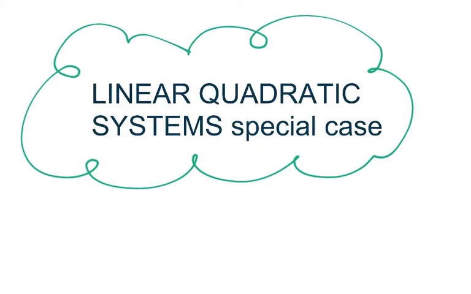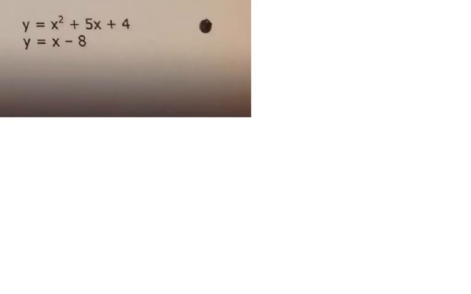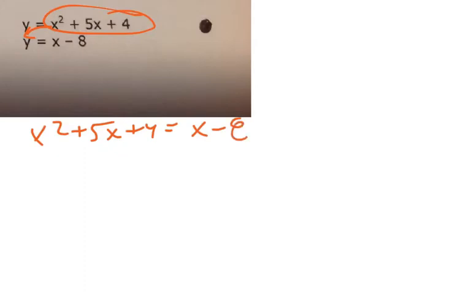What I want to do is handle a special case that we talked about in our lesson today on linear quadratic systems. Let's get started. So, take this example problem here. If you agree with me, the first thing we're going to do is take that and plug it in for the other y, right? We call that substitution method. So that means we have x squared plus 5x plus 4 equal to x minus 8.